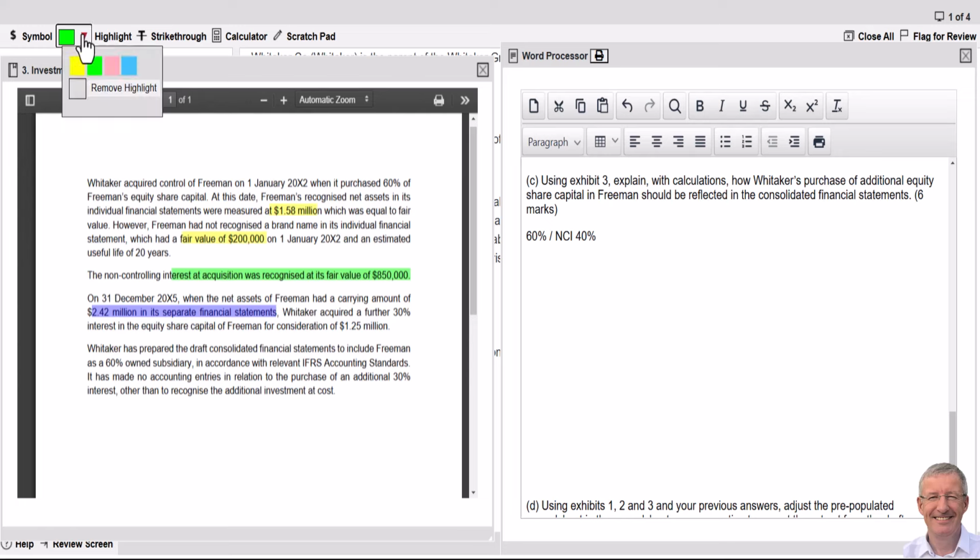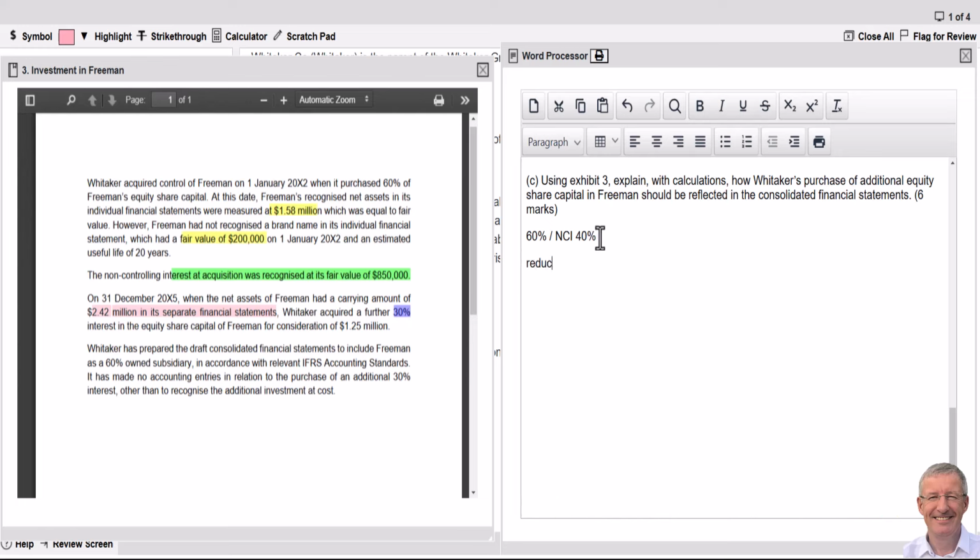And now we're buying 30%. So we've got a reduction in the NCI, because we are buying 30/40ths of the NCI. And the consideration that we paid is 1.25.